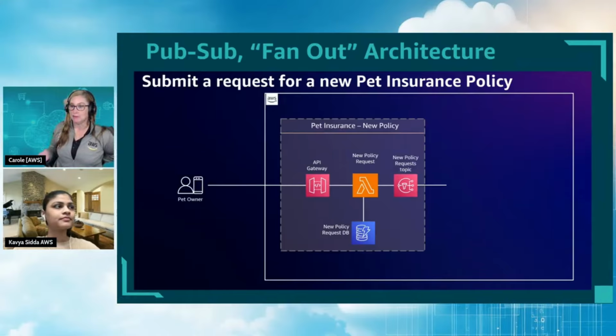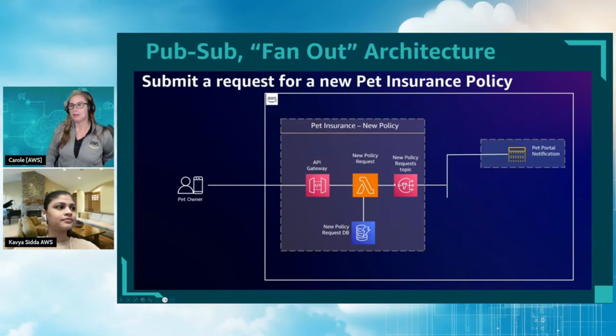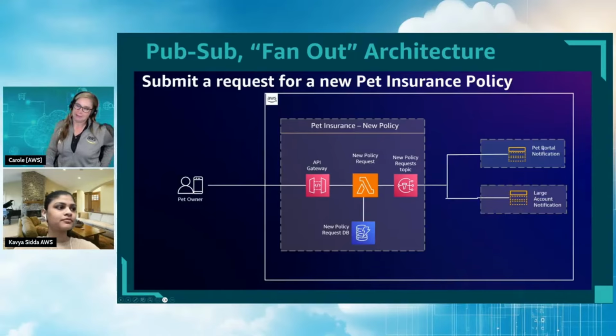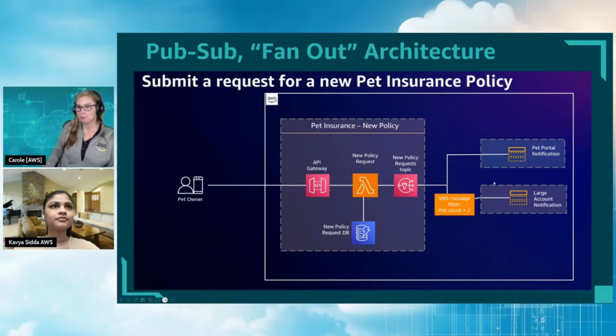So what we're going to show you in the next demo is a new policy request from a pet owner coming through to a Lambda. With that Lambda, we are going to create an SNS topic for new policy requests, and we're going to notify a couple of downstream capabilities like pet portal notification or maybe the pet counter, either one. And then the large account notification is another subscriber. What we're also going to show you is that with SNS, we're going to filter this so that the large account notification only happens when the pet count is greater than 2. All right.